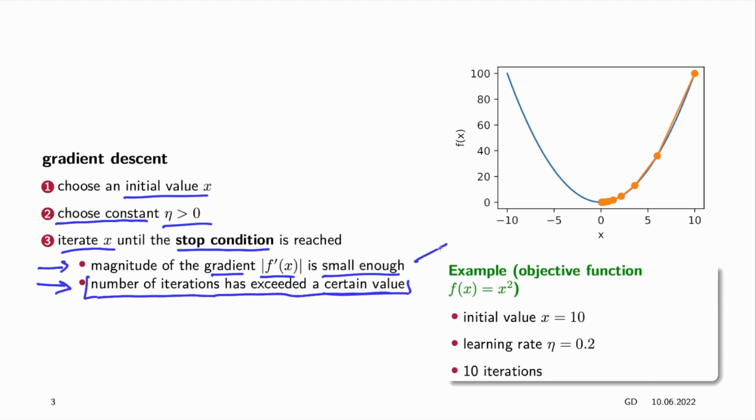But this one would be actually, okay, we're done. We have minimized the function. And this would mean that, well, we're actually not yet there, but we have to stop for time reasons and then maybe throw a warning or an error, yeah? Because we haven't really minimized the function.